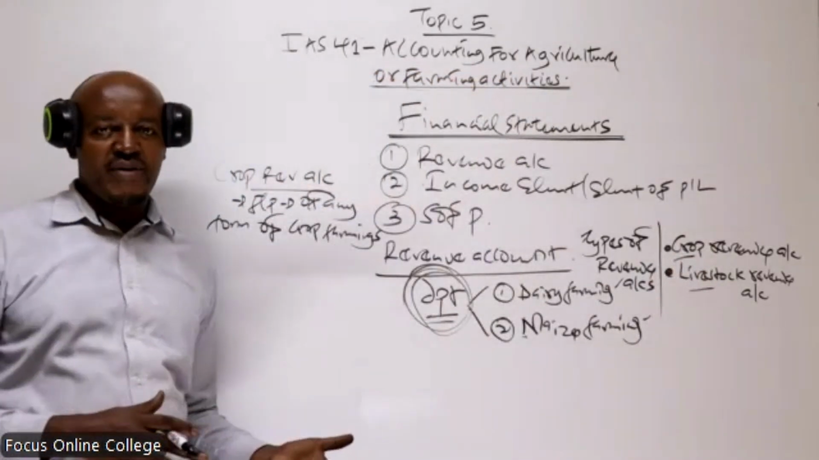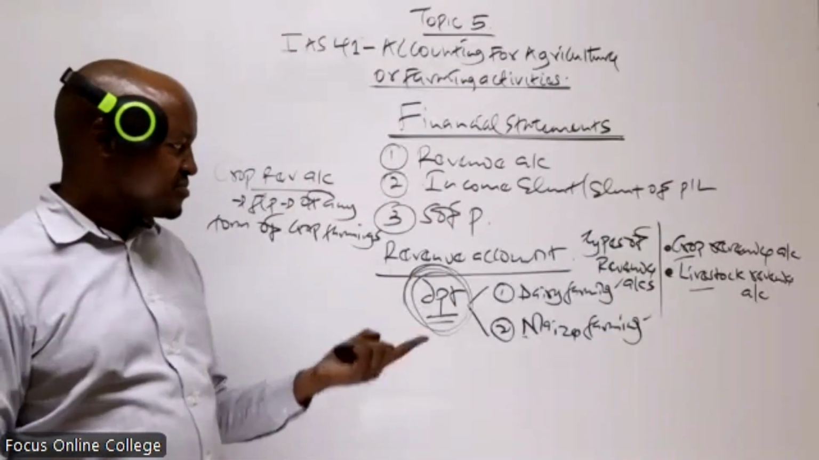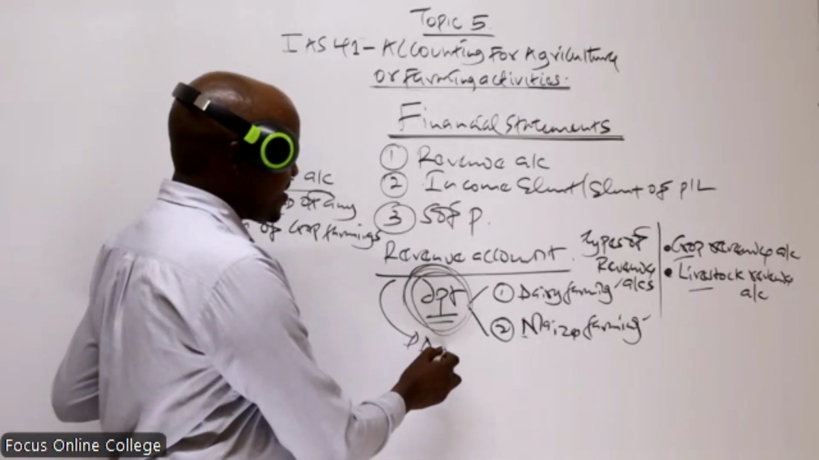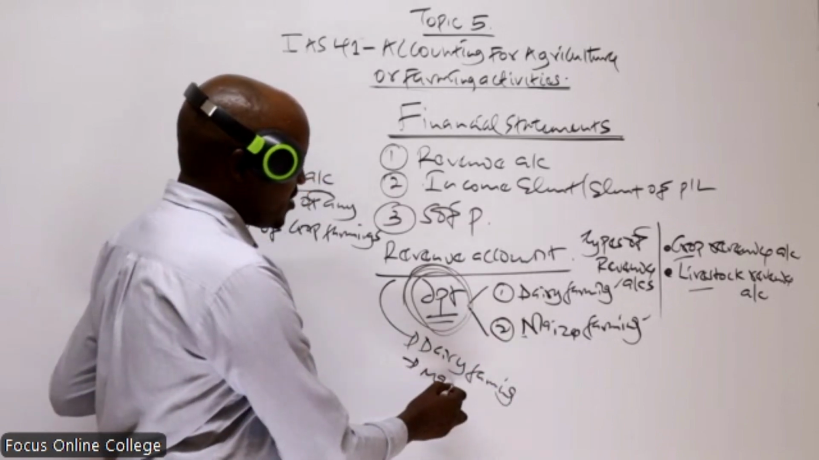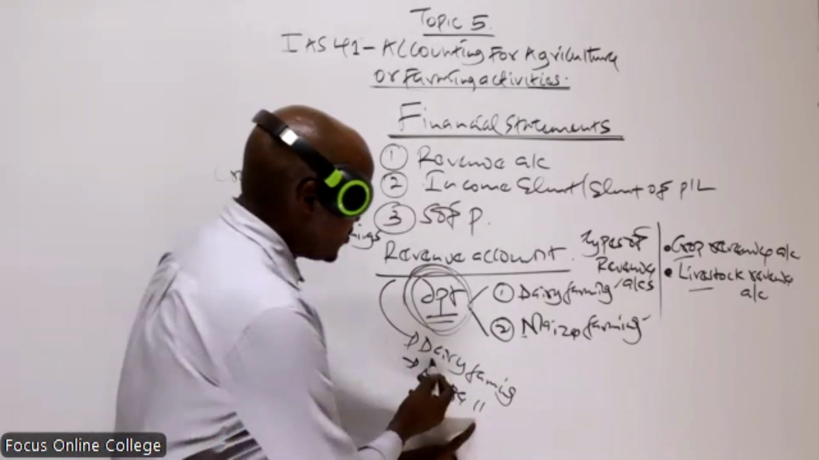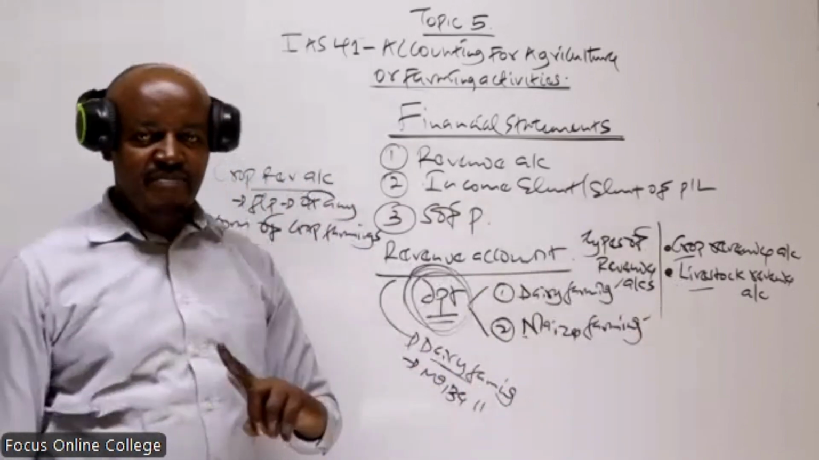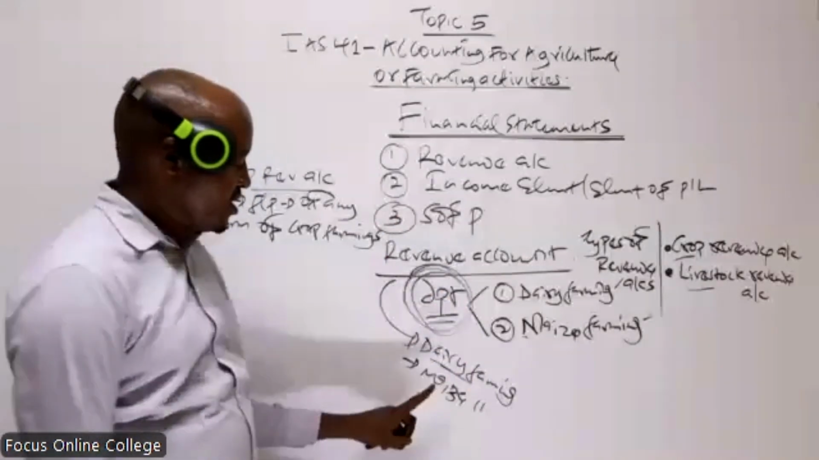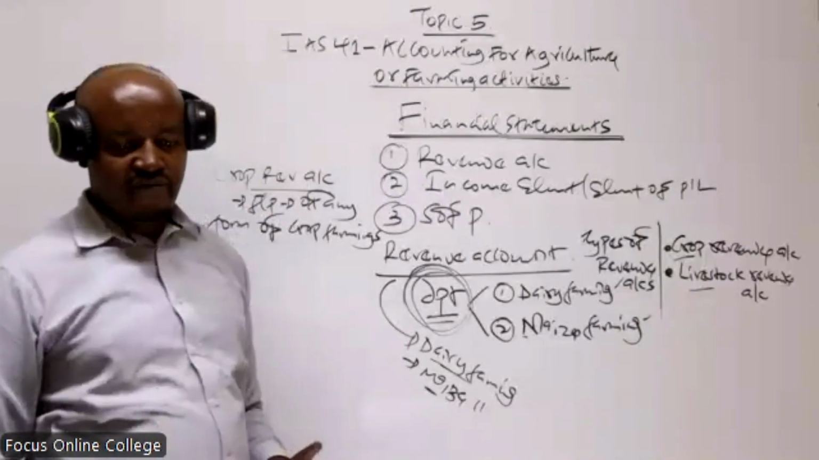In most cases, once you come across these questions, the examiner will not tell you which revenue account to prepare. But once you're given information about dairy farming, and information on maize farming, it is upon you to know that here you're going to prepare a revenue account called livestock, because dairy farming is a form of livestock keeping. And here you'll prepare something called the crop revenue account.